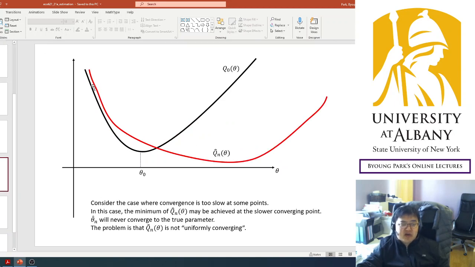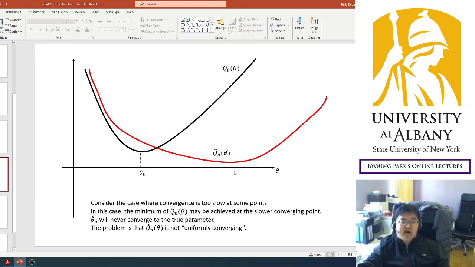Your estimator is converging, but the convergence is not uniform. So the convergence is pretty quick here. It's a nice converging rate here, but the convergence rate is much slower here. So even as n increases, convergence is much slower in this area, so your estimator minimum will be here. This slow convergence causes a big problem. So the convergence is too slow at some point here. So the minimum of this estimated criterion function must be here.